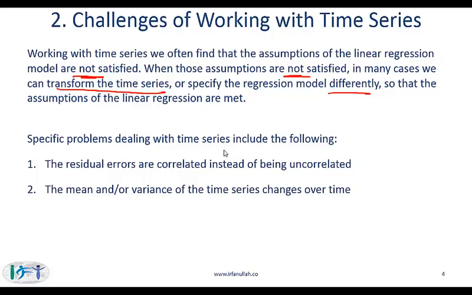The specific problems dealing with time series include the following. The residual errors are correlated instead of being uncorrelated. And the reason is that time series data is often cyclic. And whenever you have cyclic data, the probability of errors being correlated is higher. So this is something that we are going to look out for. The mean or variance of the time series changes over time. In other words, the data is often not covariance stationary, which means that the data is not stationary. And we'll talk a lot about both of these items.